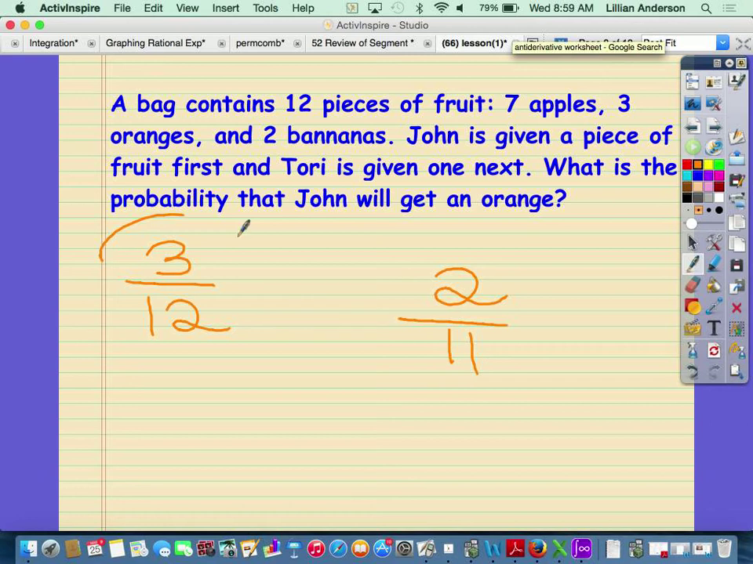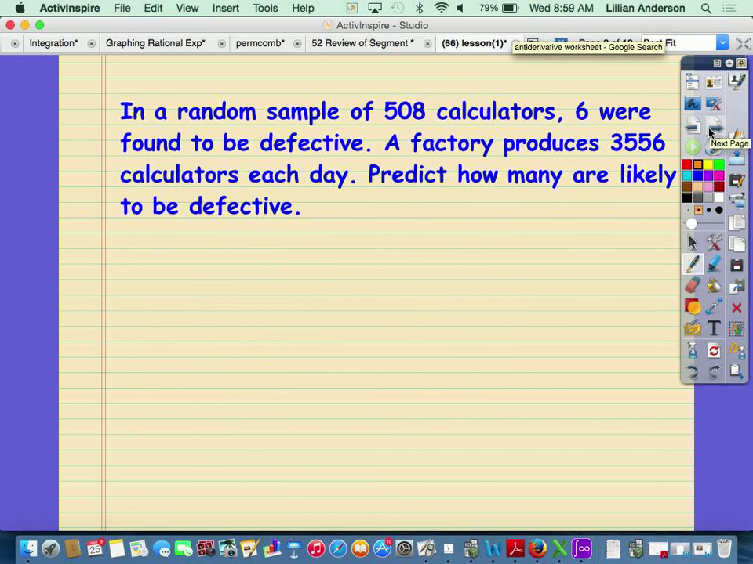But it was just asking what was the probability that John got an orange, which is 3 over 12. That reduces down to be what? 1/4. Okay? Keep it moving.